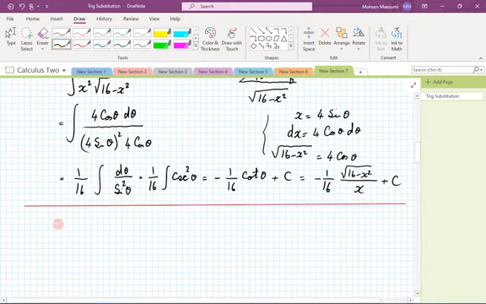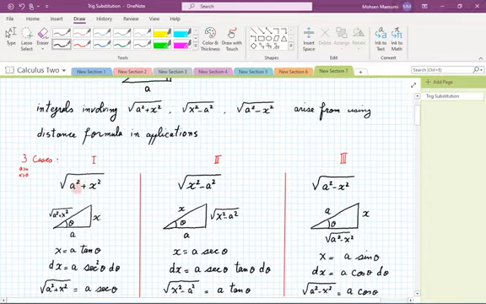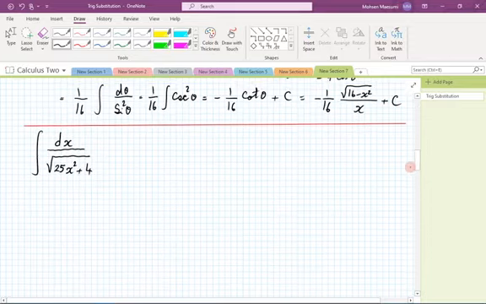Here is one problem with an additional twist to it. The square root of 25x squared plus 4. You have one of two options here. The issue is that this is not exactly the same as what we see in these expressions. Why? Because it's not just x squared, rather it's 25x squared.